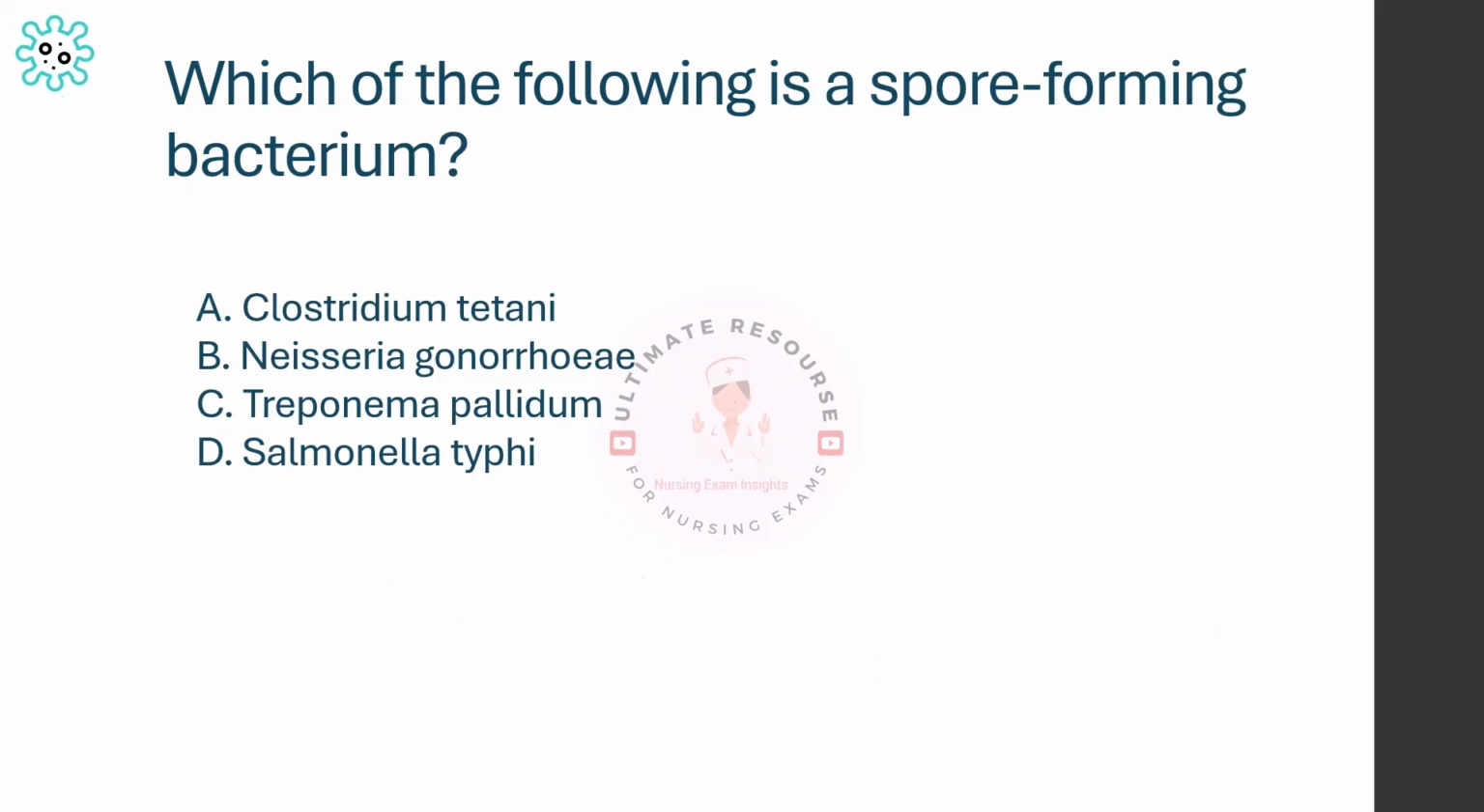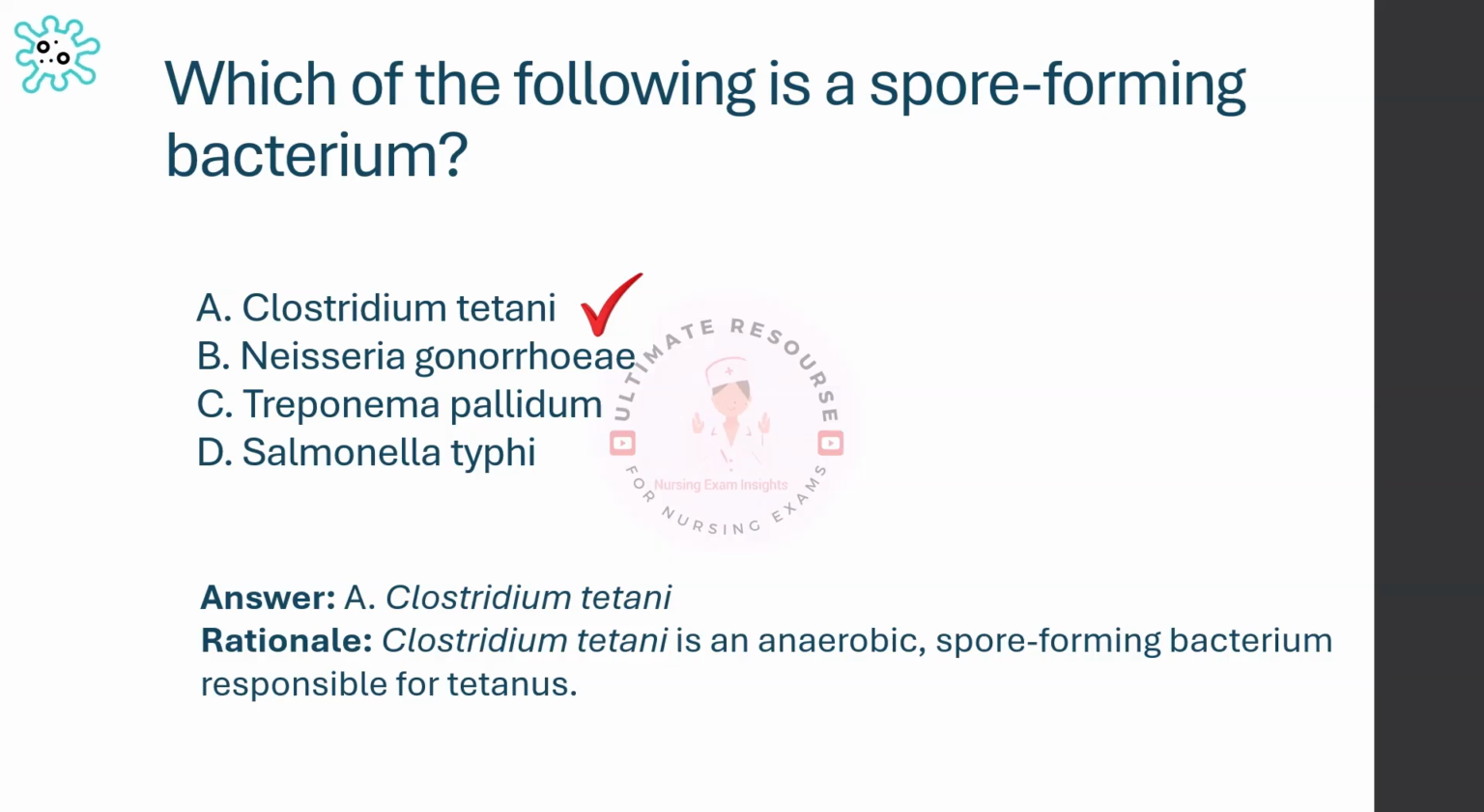Which of the following is a spore-forming bacterium? The options are A. Clostridium tetani, B. Neisseria gonorrhoeae, C. Treponema pallidum, D. Salmonella typhi. The answer is A. Clostridium tetani, which is an anaerobic spore-forming bacterium responsible for tetanus.